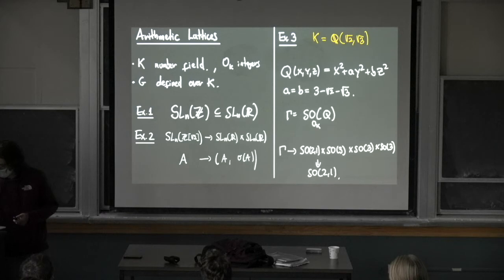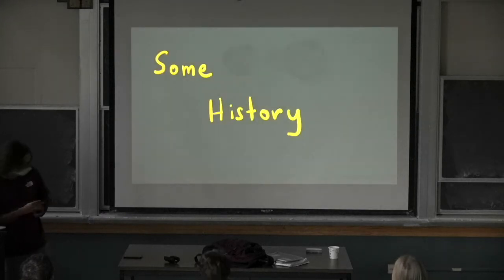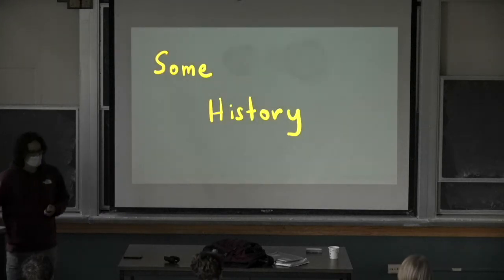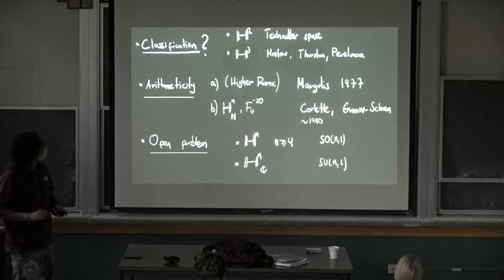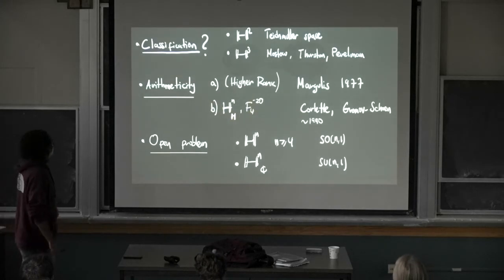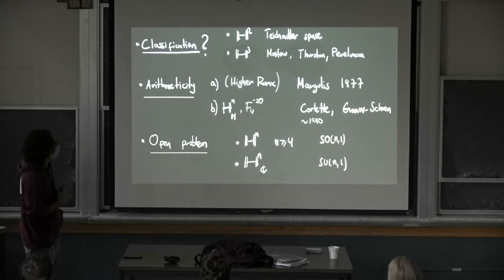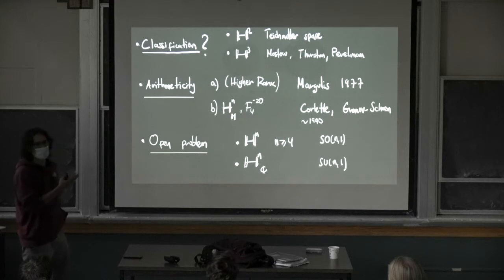So these are like the main characters. I'll tell you some history about these lattices. For example, the question of the classification. In dimension 2, there's just one symmetric space of this type, that is the hyperbolic plane. So the lattices correspond to hyperbolic orbifolds or hyperbolic surfaces.